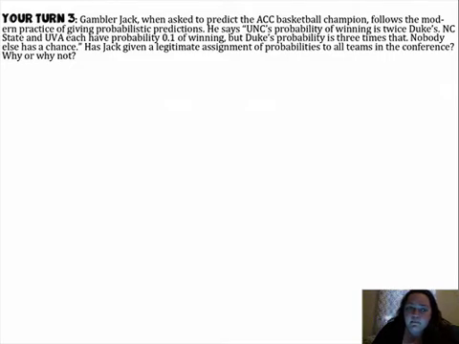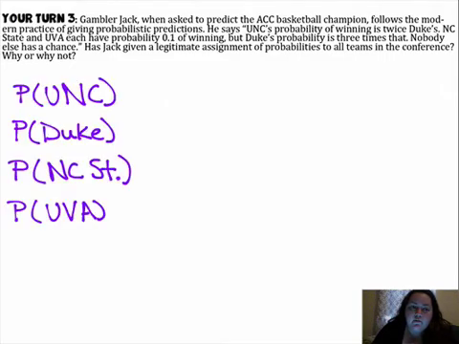Why or why not? Okay, so we have the probability of UNC, Duke, NC State, and UVA. Well, they told me that NC State and UVA have a probability of 0.1 or 10%.